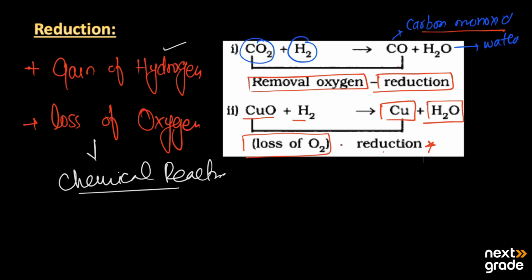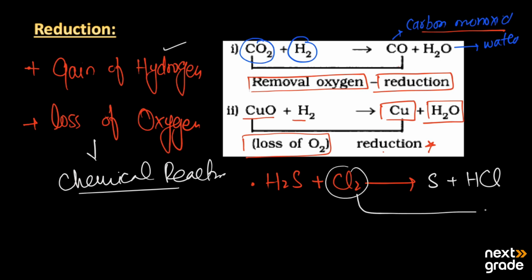We also have another example, where we have hydrogen sulfide. When it reacts with chlorine, we have the production of sulfur and HCl. In this process, this is the chlorine, and after the reaction we gain HCl, as it gains the hydrogen, so it undergoes reduction because it gains hydrogen. So this is a simple oxidation and reduction.